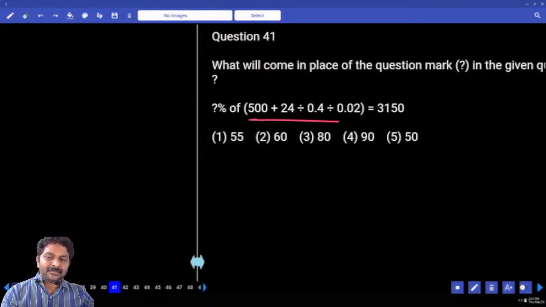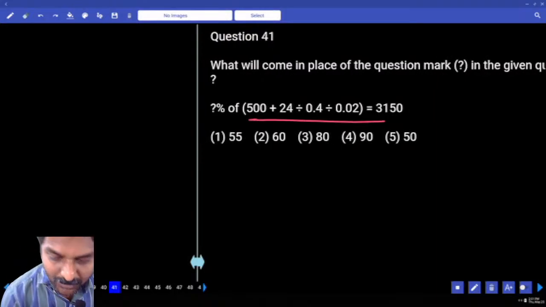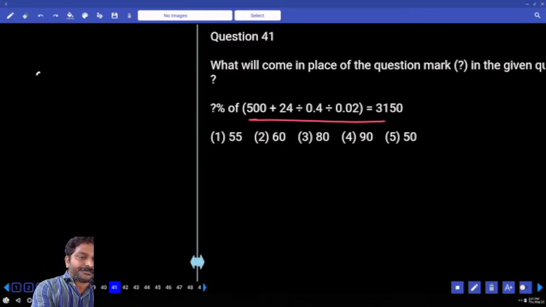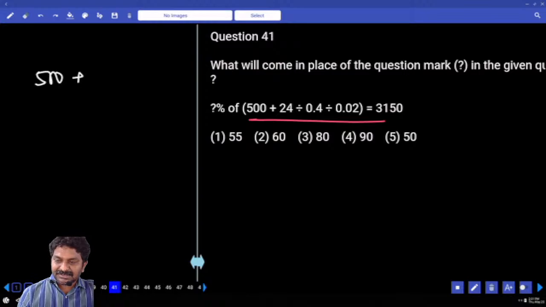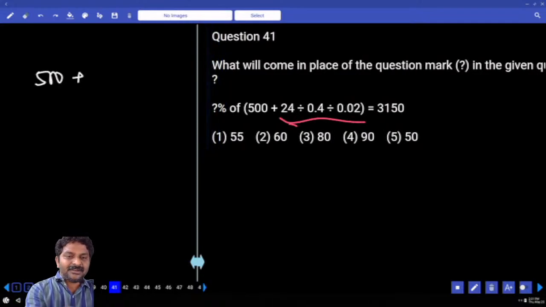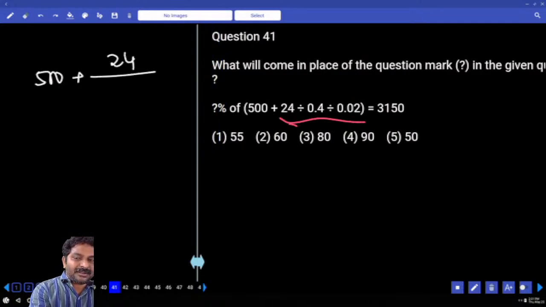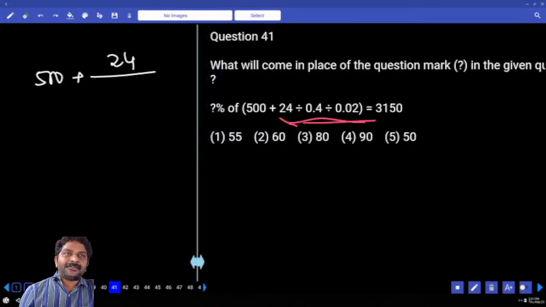Right? So numbers inside bracket, 500 plus. When you have continuous division, you know that the first number comes in the numerator, the remaining numbers come in the denominator. So the product of 0.4 and 0.02 is 0.008. The same we can write as 8 by 1000.